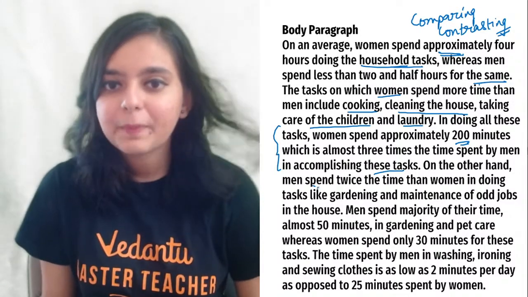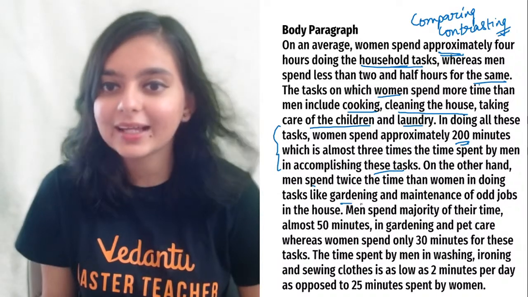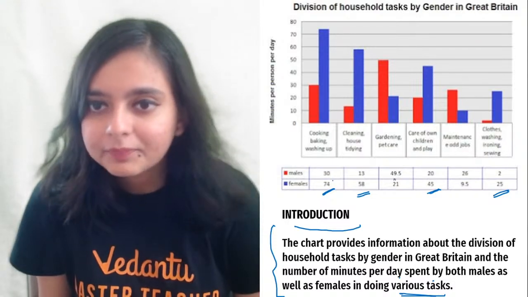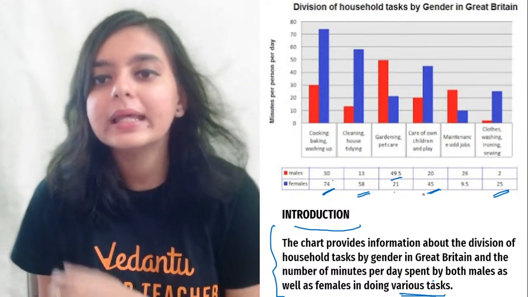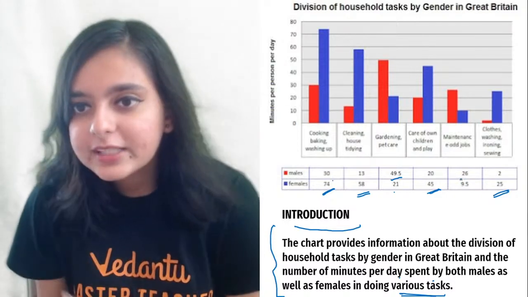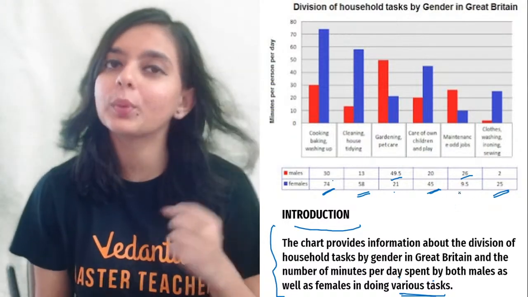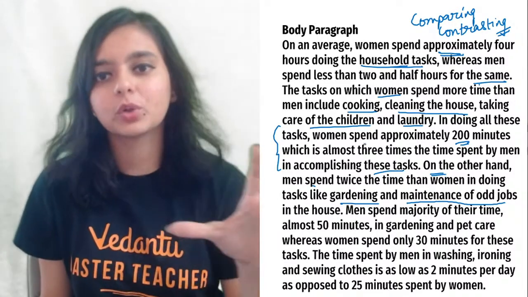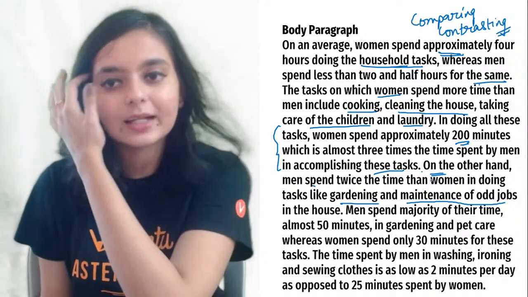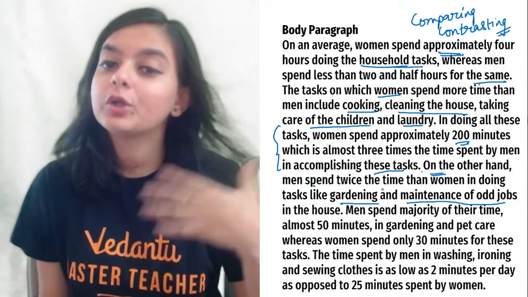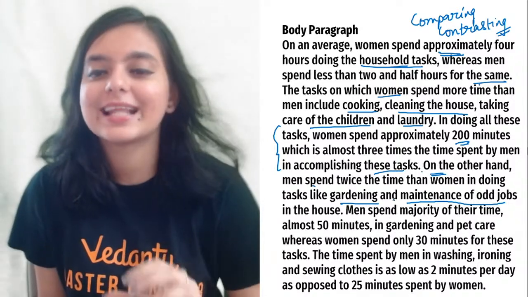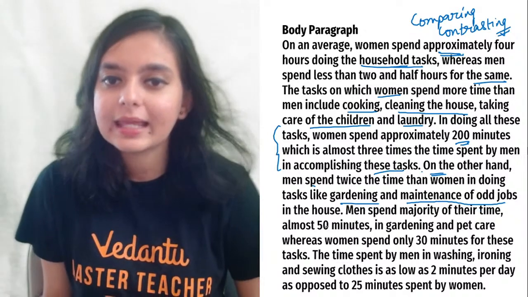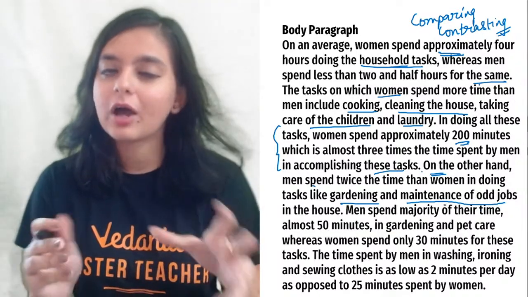On the other hand, men spend twice the time than women in doing tasks like gardening and maintenance of odd jobs. So let us see whether this is true. See, gardening 49.5, whereas women only 21. And here maintenance of odd jobs 26 minutes, whereas for women it's only 9.5, right? So see, this is again contrasting. Men spend twice the time than women in gardening and maintaining odd jobs. Men spend majority of their time, almost 50 minutes, in gardening, pet care. So now you break it up.